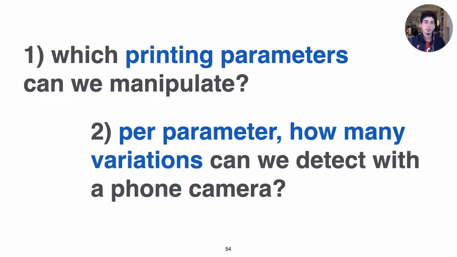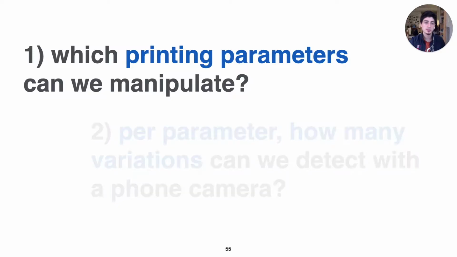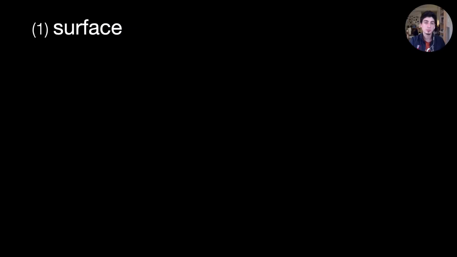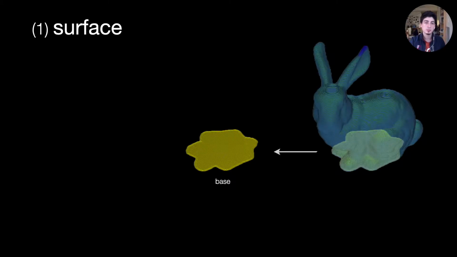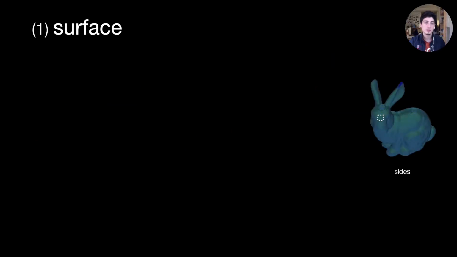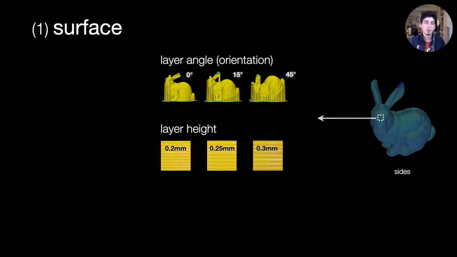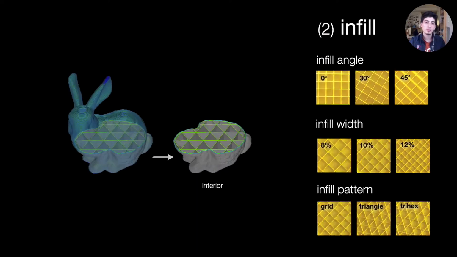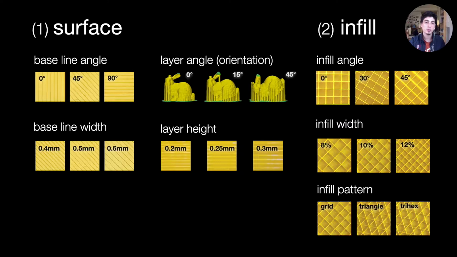To come to these results, we need to look into two sub-questions. First, which 3D printing parameters can we manipulate at all? Let's start with the surface-related parameters. For the base surface, we can vary the line angle and the line width. For the side surface, we can vary the layer angles by reorienting the object and the layer height. For the infill, we can vary the angle, the width, and the pattern. Here is an overview again of all of these parameters.